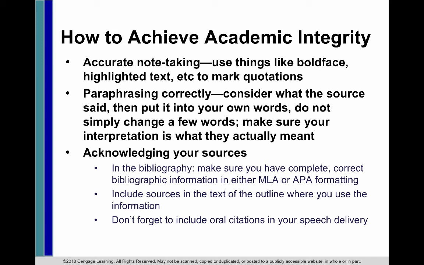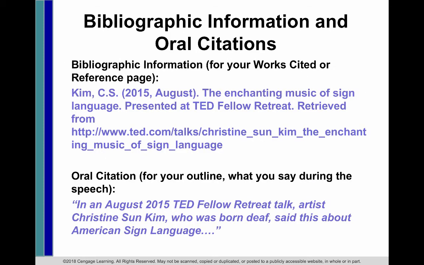In the bibliography, you need to make sure you have complete, correct bibliographic information in either MLA or APA formatting. Include those sources in the text of the outline where you use that information. And don't forget to include oral citations in your speech delivery. Oral citations are very important. As I said before, the audience needs to be able to tell where your information came from while listening to your speech. So, how do you accomplish this?